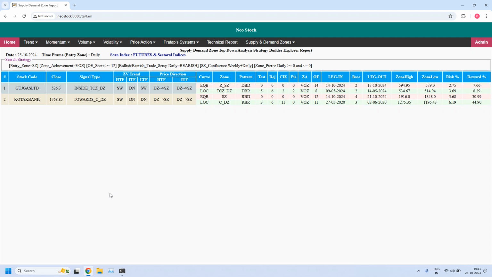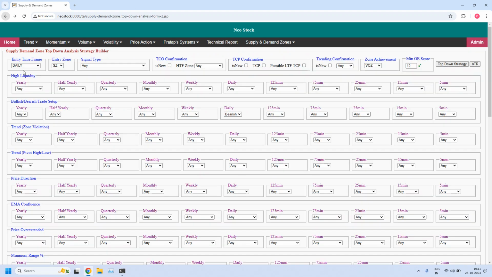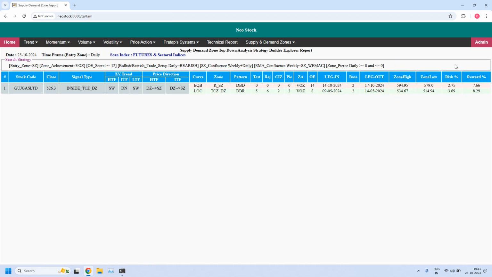And the weekly trend is downtrend, ITF trend. And the daily zone is part of the weekly zone. Any weekly EMA confluence makes it an even more high probability setup. In the EMA confluence at weekly time frame, weekly supply zone with weekly EMA confluence filter, we got 1 stock. So this is a high probability. This is an even more high probability setup supported stock.